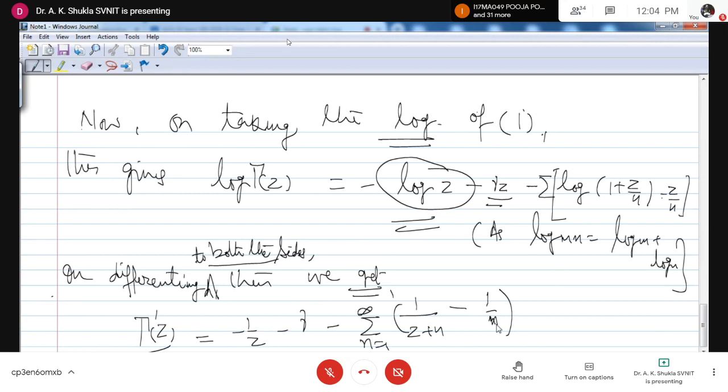So ultimately, when we differentiate log 1 plus z upon n, it means n plus z divided by n. So when differentiating, this becomes 1 upon n plus z divided by n, and here we are having minus z with respect to z, so you will get minus 1. So finally this is 1 upon n.